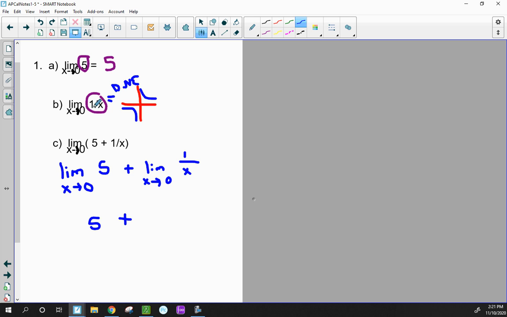Now, on part B, I did it graphically, but we really could have just substituted as well. 1 divided by 0 is undefined. But remember my comment the other day, never, ever, ever write undefined for a limit. You only write undefined when you're trying to give me an answer to a math problem that's not involving a limit. So in this case, it is does not exist for that part.